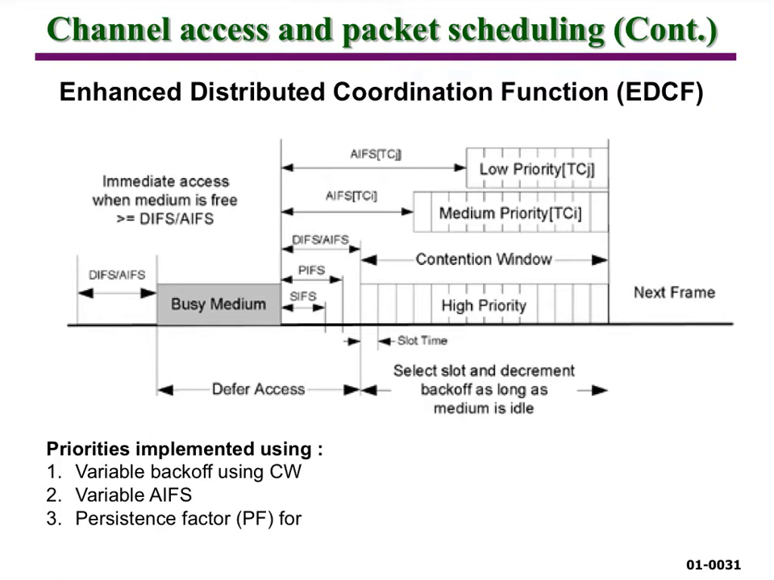So each traffic category will have a different AIFS and a different contention window size, right? The third parameter here is what we call persistence factor. Persistence factor gets used when you go through exponential back off, when you try to send and there is an error.